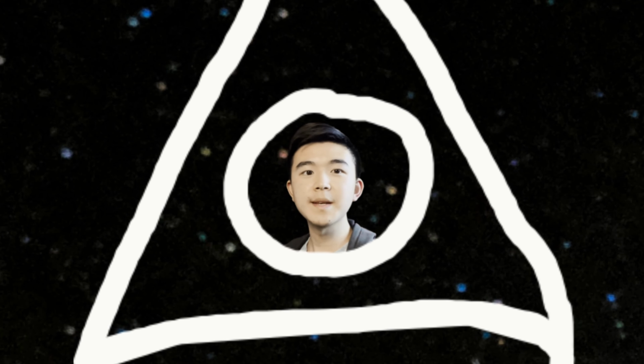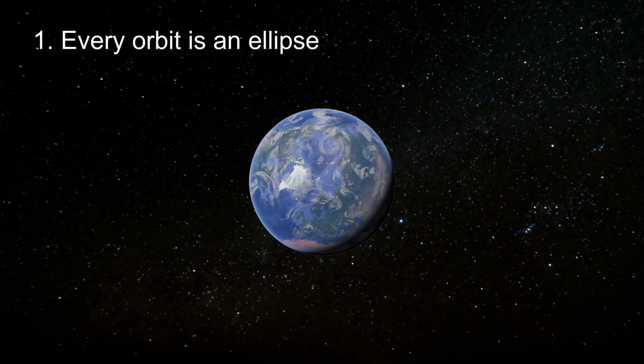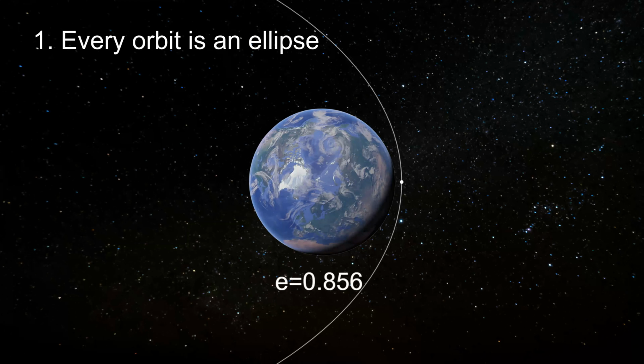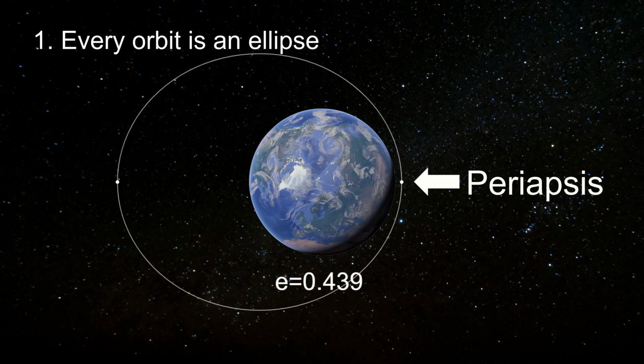To get to the moon, we'll need a couple of principles from orbital mechanics. 1. Every orbit is an ellipse. Some notable features include A. Eccentricity, a measure of 0 to 1 of how narrow the ellipse is. B. Periapsis, the lowest point in the orbit. And C. Apoapsis, the highest point in the orbit.